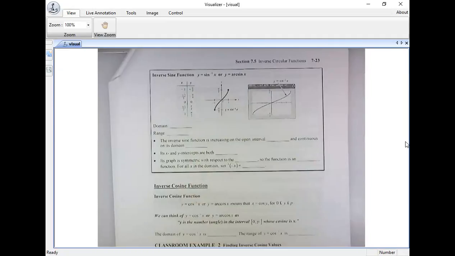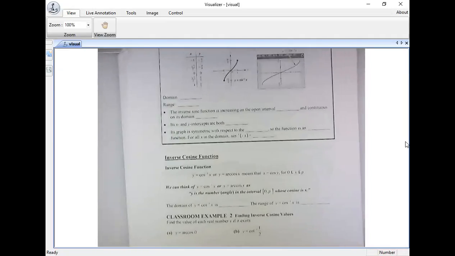So I don't know why this thing doesn't want to zoom in. I'm so sorry. Hopefully you can see it okay.